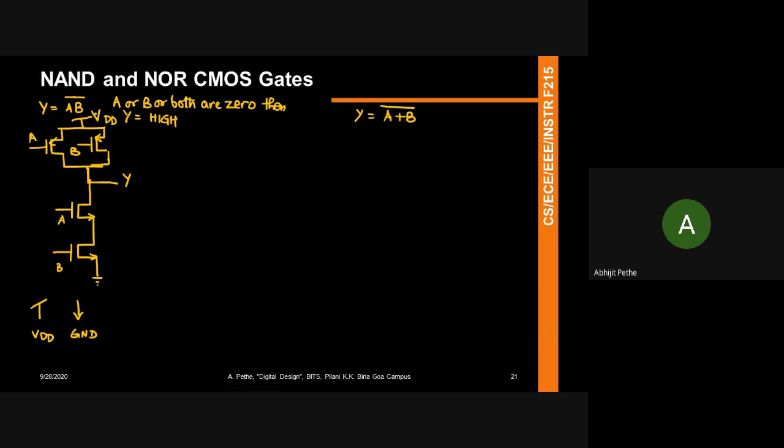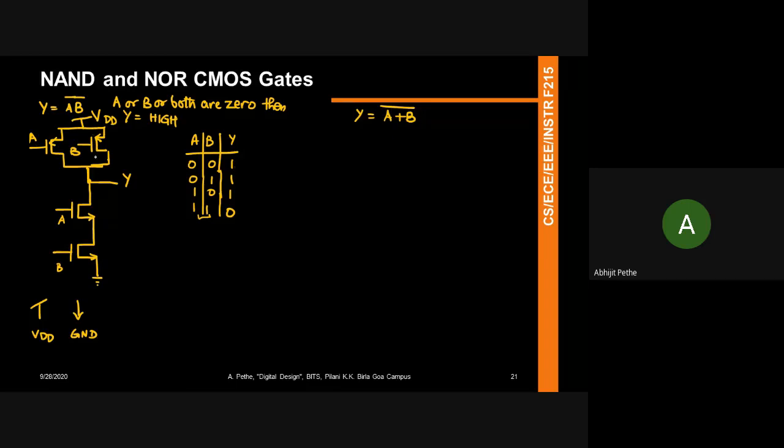Okay, let's go back to the question. We want Y as AB bar. What is the truth table for AB bar? The truth table is A, B, Y, two inputs: 0 0, 0 1, 1 0, 1 1, and the outputs are 1 1 1 0. So Y can go to 0 only when both of these are high. For all other combinations, I need to pull Y to high voltage.